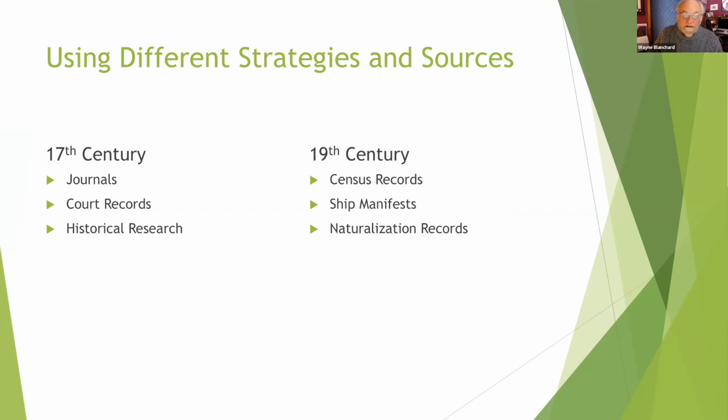In more modern times, when we have actual census records that identify people by name, those are pretty useful. You might be able to find ship manifests that show a listing of all the passengers, and you might be able to find the actual naturalization records from when they became U.S. citizens.